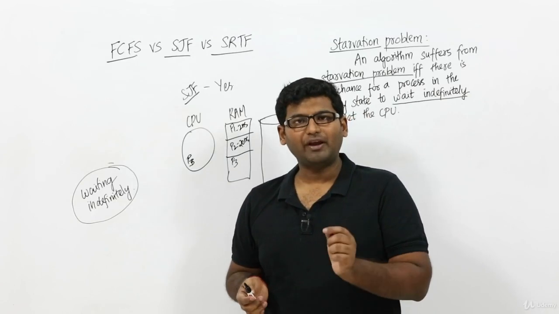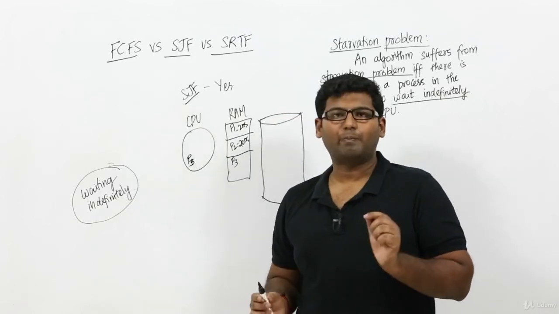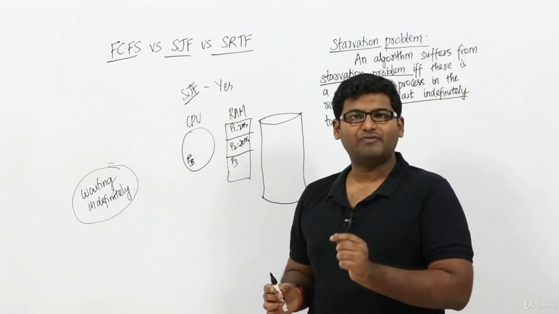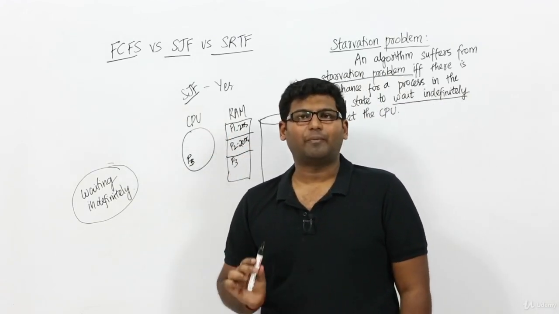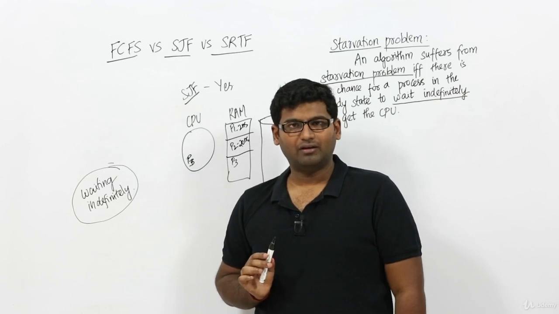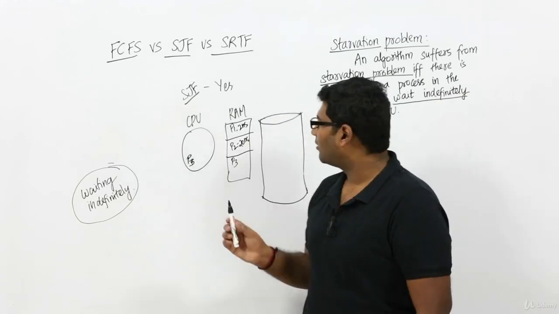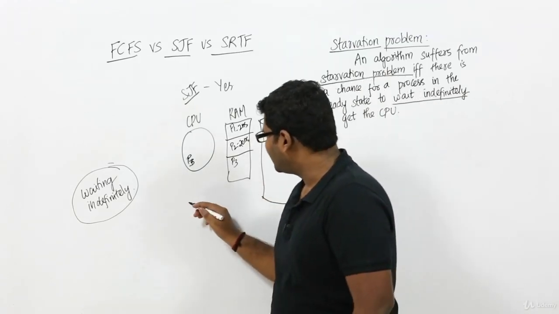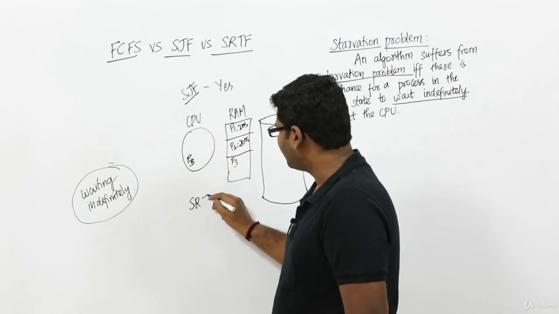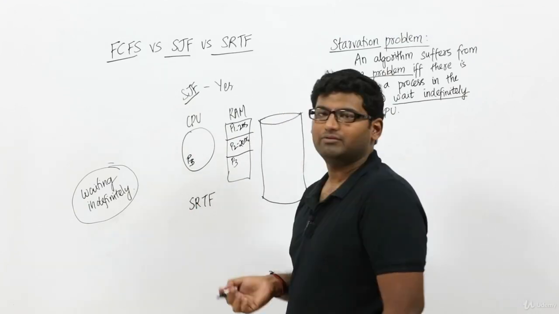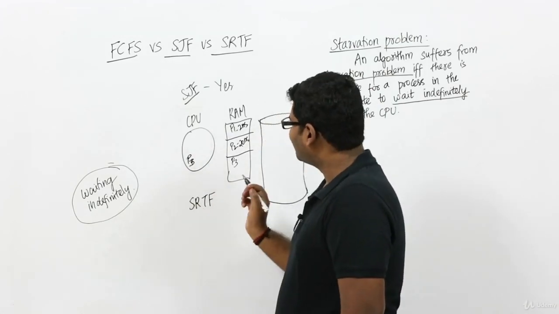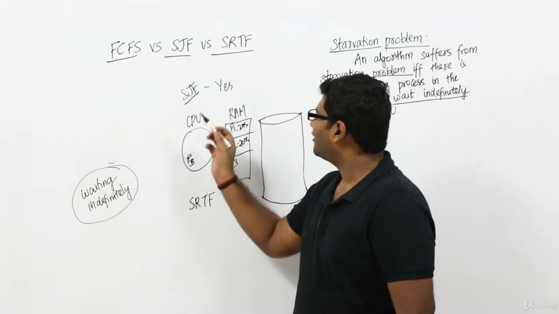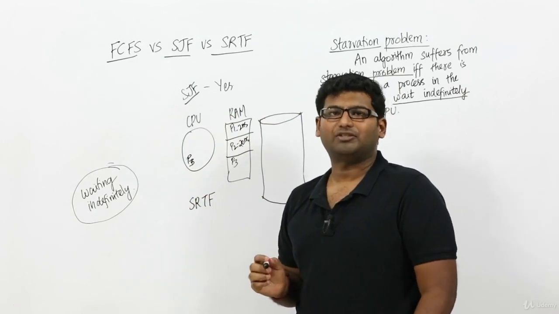Okay, so P2 can wait indefinitely or P2 can starve. So from this we can say that our SJF scheduling algorithm suffers from the problem of starvation. Now let's see whether the SRTF scheduling algorithm will suffer from starvation or not. To answer this question, let's first analyze why our SJF scheduling algorithm led to the starvation problem.